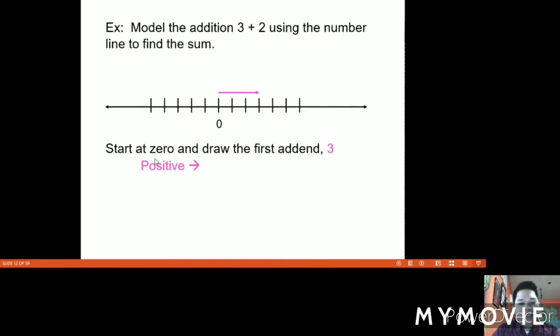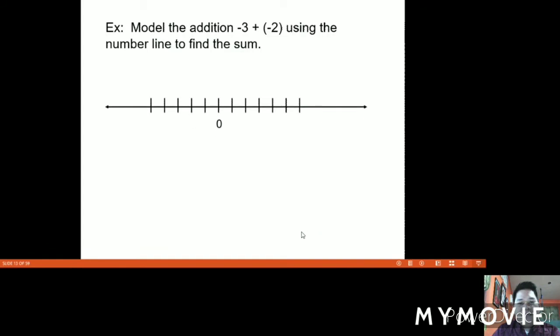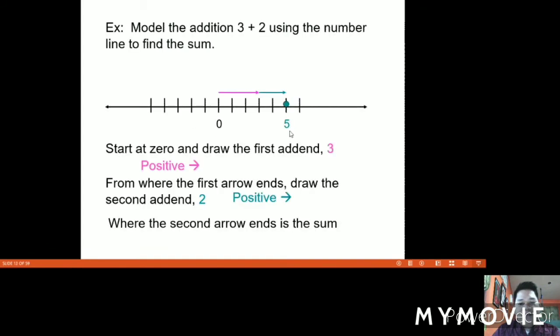So we start at 0 and draw the line first, add in 3. So going to the right, 1, 2, 3. From where the first arrow ends, draw the second, add in 2, positive. Since it ends at 3 plus 2, where the second arrow ends is the sum. So the sum is 5.